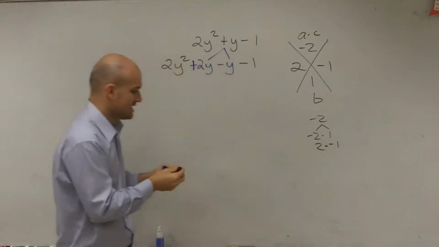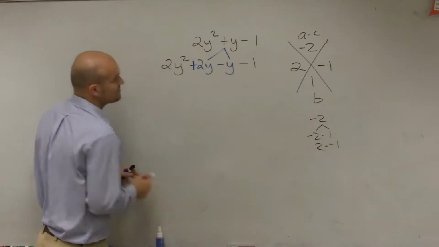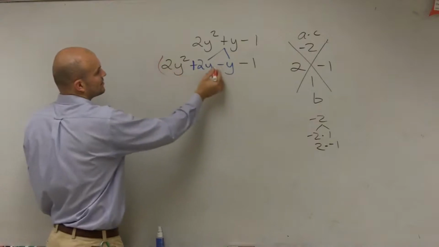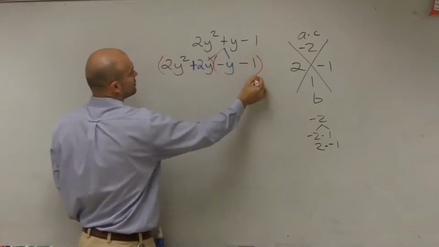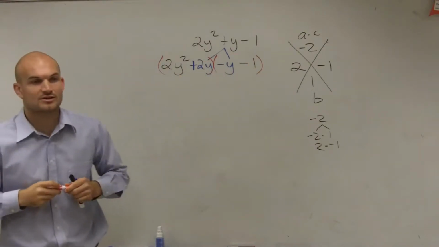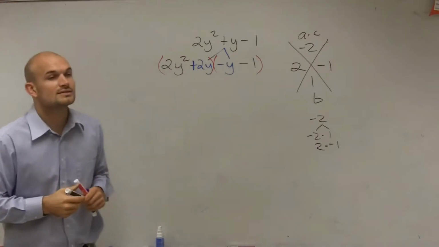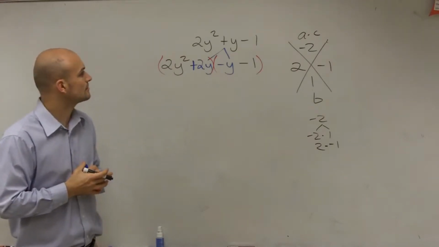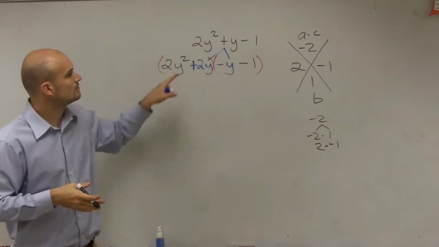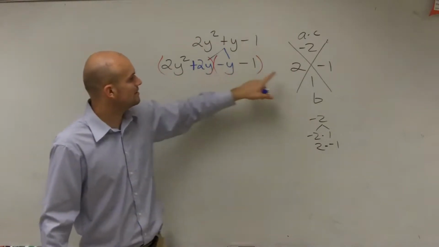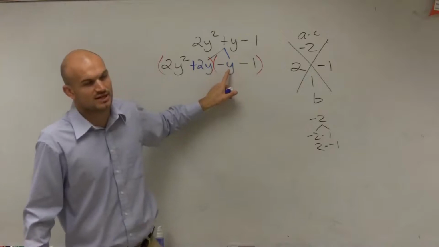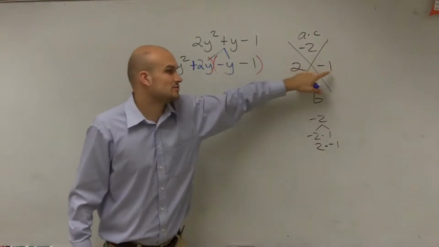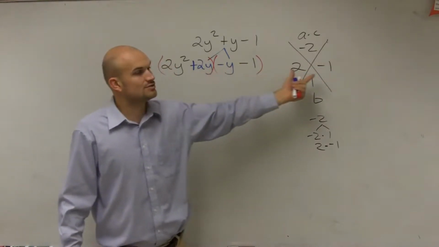Now, since I have 4 terms, I need to factor by grouping. So I group the first 2 terms, and I group the last 2 terms. This is the factoring by grouping that we worked on. That's positive 2y, and then the negative 1y, which is just negative y. I took my two factors as my middle terms.